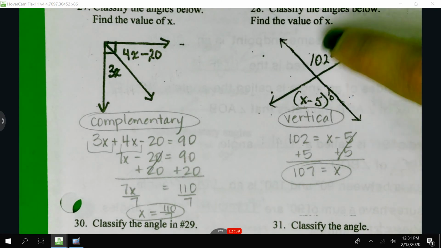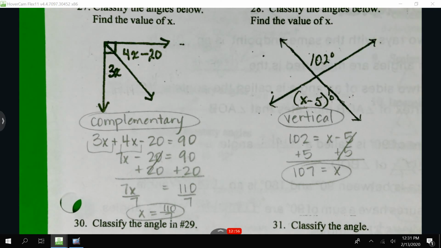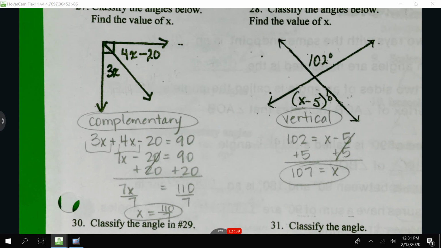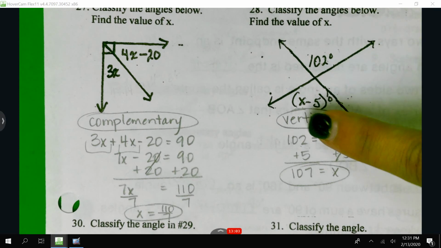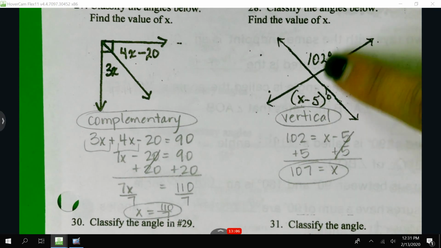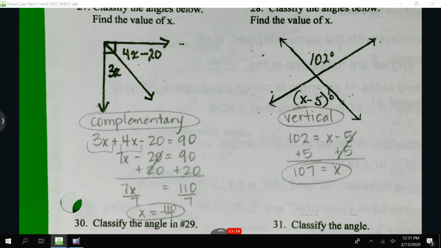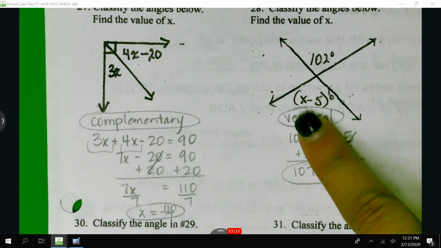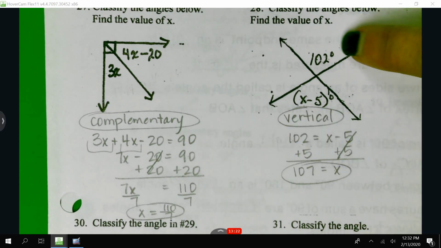28, those are vertical angles. So what do you know about vertical angles? They're opposite from each other, but what do you know about the measures of them? They're the same. They're congruent. So if this is 102, this also has to be 102. So you can set them equal to each other. So 102 equals x minus 5. Add 5 to both sides, and 107 is x. You could also check it, and you could plug it in. 107 minus 5 gives you 102, so you know it's correct because it has to equal that.